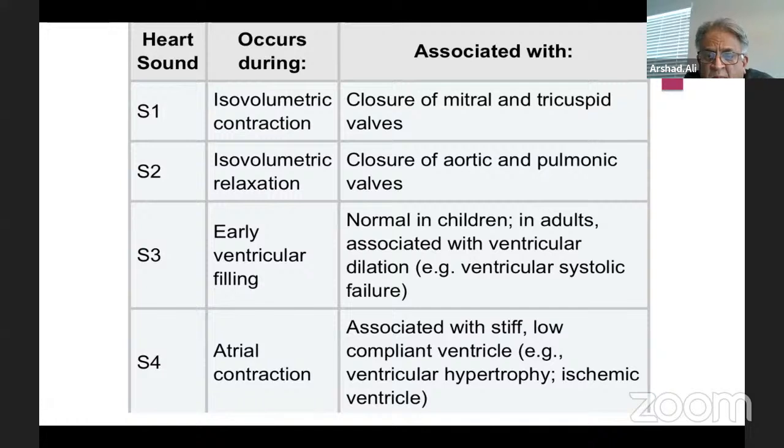Once again, with the normal stethoscope, you cannot auscultate it most of the time, unless there is ventricular hypertrophy and a low compliant ventricle, like in hypertension or ischemic heart disease, particularly in the acute ischemic phase. Ventricular stiffness is one of the earliest phenomena that occur when you cut off the coronary blood flow.